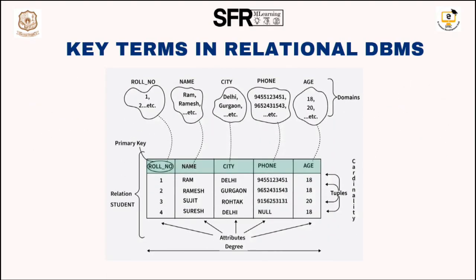This is an example table for the key terms in the relational model. In this, roll number, name, city, phone, age, these are the domains. And here roll number is the primary key. We are going to see the keys in our next slides. The relation name is student, that is, the table name is student. Here roll number, name, city, phone, the elements in that are the attributes. In this we are having 5 columns, so the degree of the table is 5. And the cardinality is the number of tuples. Here we are having 4 records, so the cardinality of the table is 4.